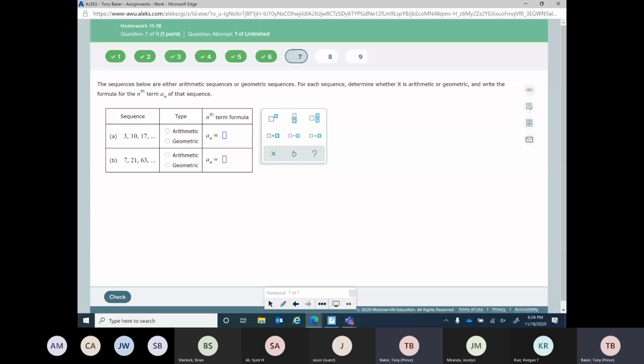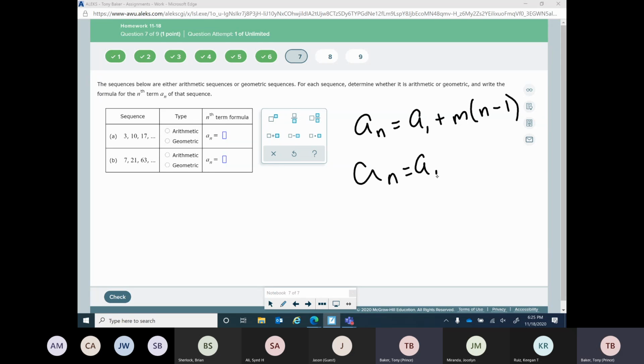All right. Next step is a combination of the arithmetic and geometric. They just want, looking at the sequence, tell me what type it is, and then come up with the formula for it. Remember my two sequences. So I have a_n equals a_1 plus d times n minus 1. And then a_n equals a_1 times r to the n minus 1. So those are my two formulas that I'm going to use.